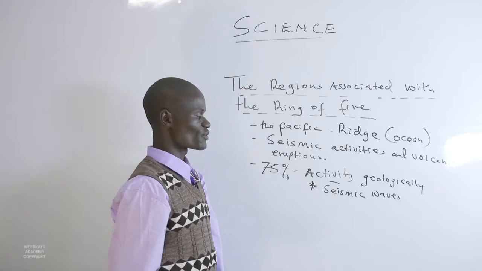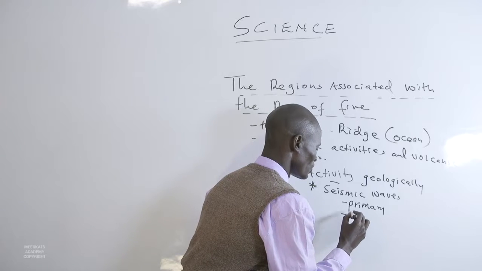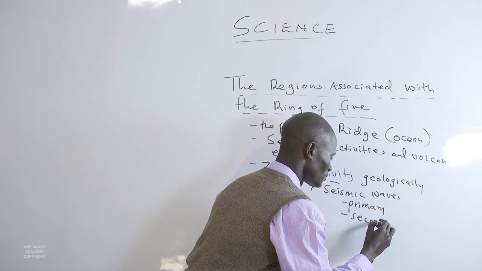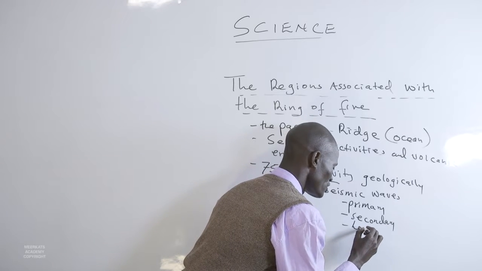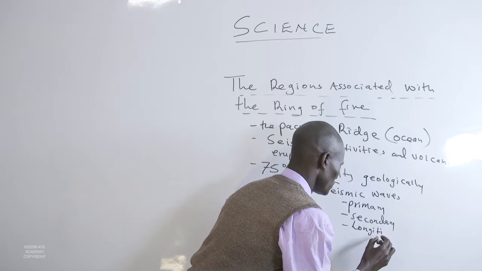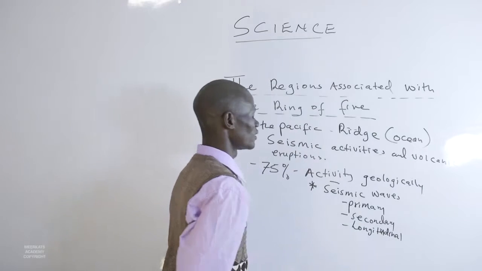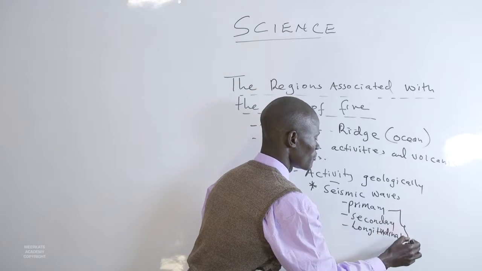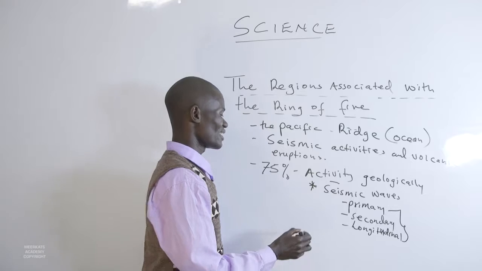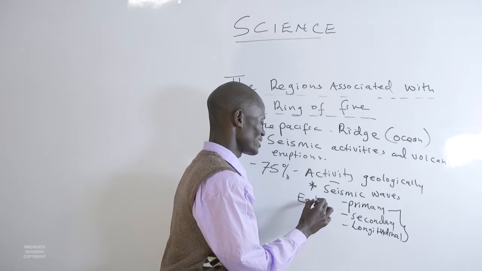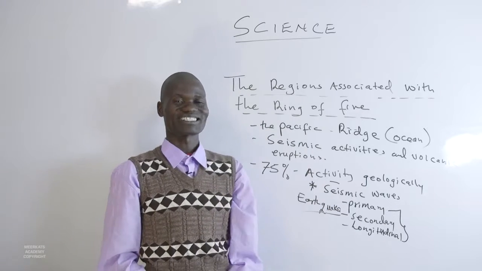You remember there are three types of seismic wave. We have the primary, we also have secondary, and then we have the longitudinal. The longitudinal waves are examples of the waves that we studied under the topic referred to as earthquakes.